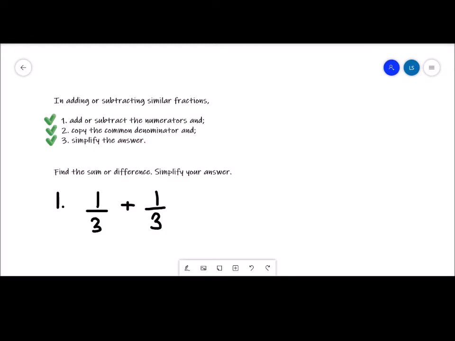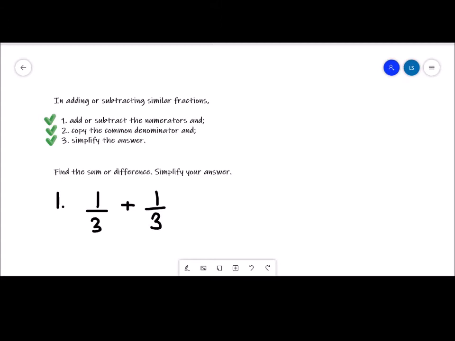Since rational numbers include fractions, now we're going to learn how to add or subtract similar fractions. What are similar fractions? Similar fractions are fractions with the same denominator. So, how to add or subtract similar fractions? We have 3 steps to follow. First, we need to add or subtract the numerators. And then, second, copy the common denominator. And if possible, we could simplify the answer.